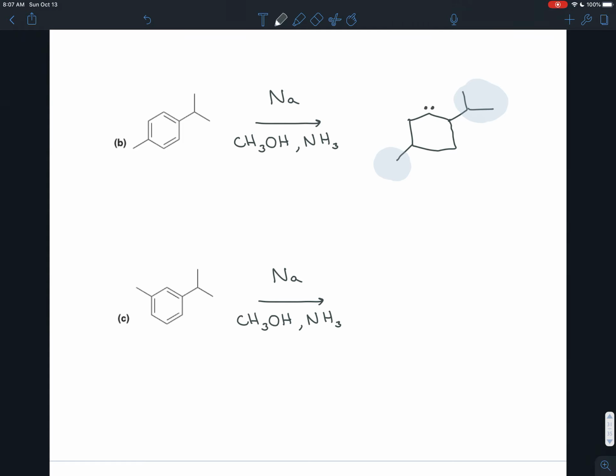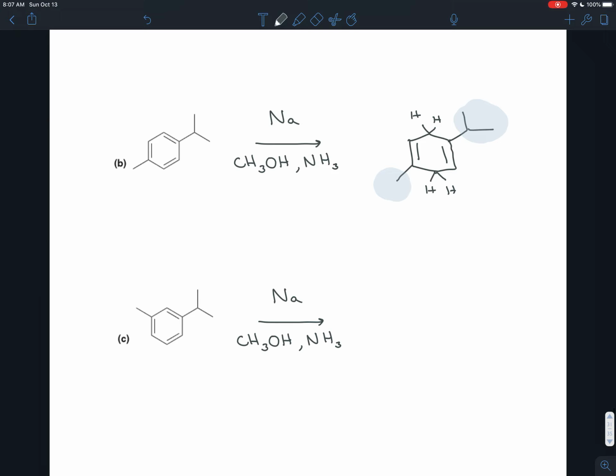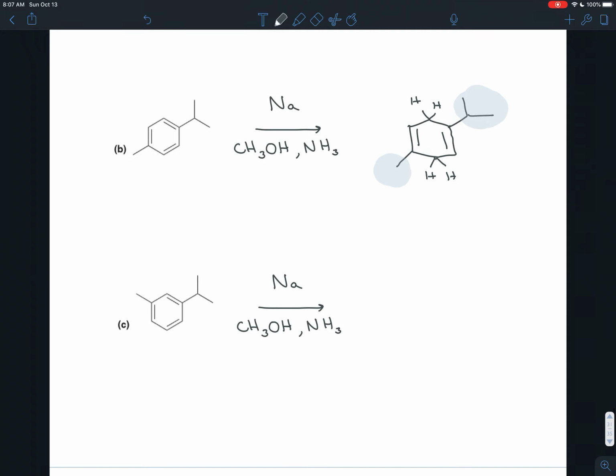And so you would get it there, for example, or there. And in either case, remember those lone pairs turn into the extra hydrogens. So those are the carbons where you'll have the two hydrogens. And next door, you'll have the pi bonds. And so that's the product you'd get for that reaction.